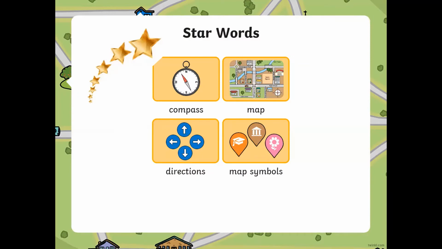My turn, your turn, my turn first. Compass, map, directions, map symbols. Fantastic, well done.